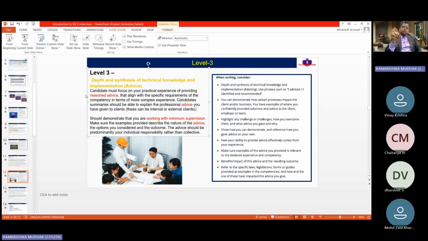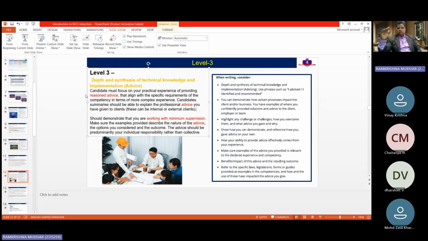I advise. Here the main keyword is advice. You have to advise. Level 3 is basically how you advise. I advise the client to use FIDIC 2017 design and build, since the client was more inclined towards design responsibility. When you write about this advice, the assessor wants to know how you advise at Level 3. This is the last stage.